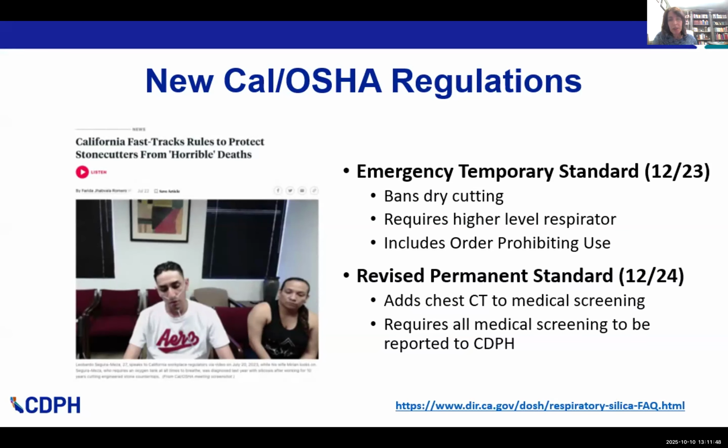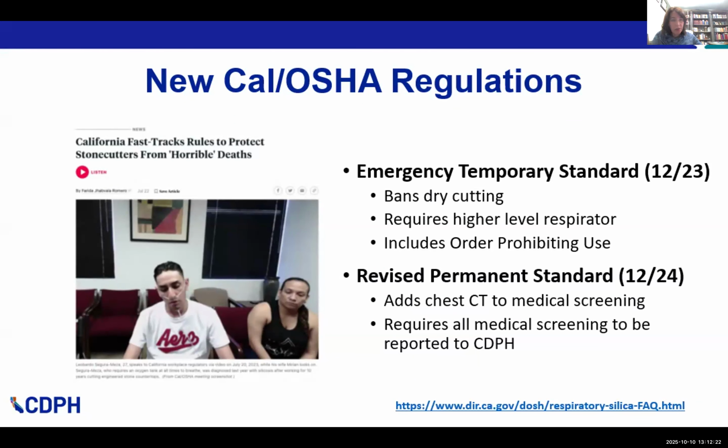And the other piece that we're really interested in is receiving reports from all the medical screening, and they wrote that into the standards so that not only will cases of disease be reported to the health department, but anytime someone is screened, the results will be reported to us so that we can have a better sense of the denominator, how many people are being screened and what percent are found to have silicosis.